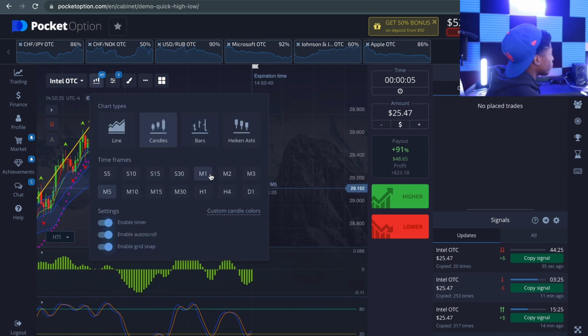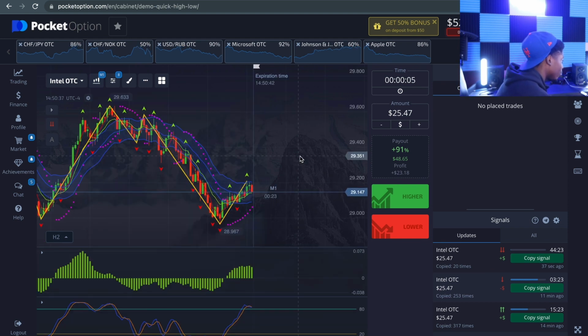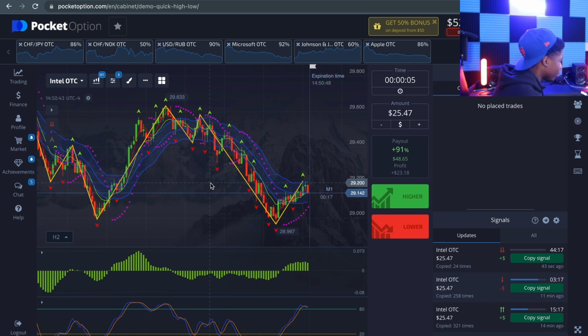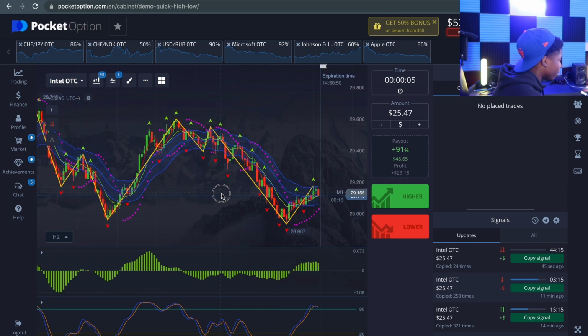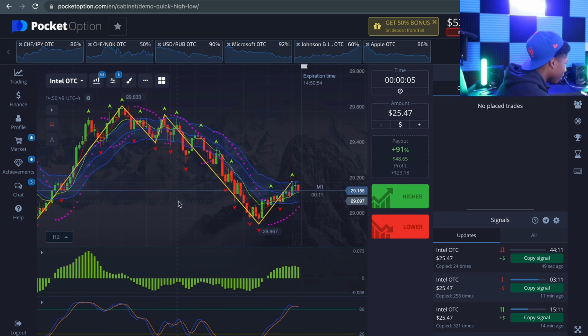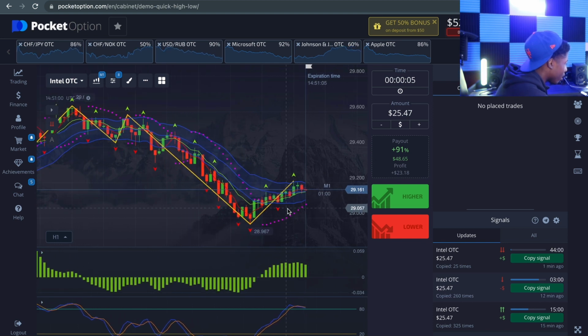So for this 5-second strategy, what you want to do is you want to be scalping on the 1-minute time frame most of the time, because these are the most accurate candles you're gonna see for the time frame that you want. So as you can see, we've been on a downtrend for a couple minutes, and then from 1437 to 1452, so almost about 20 minutes, we have been going up.